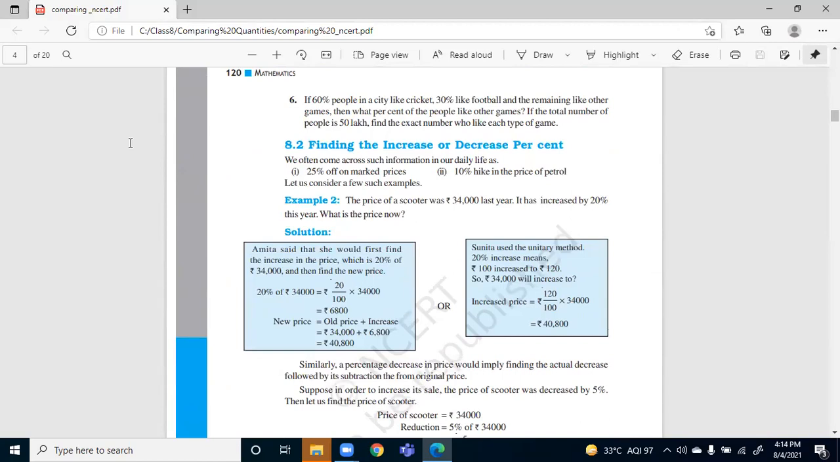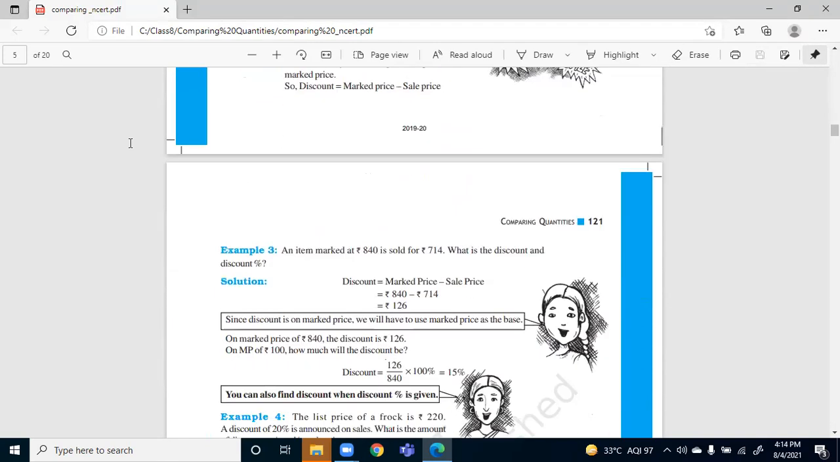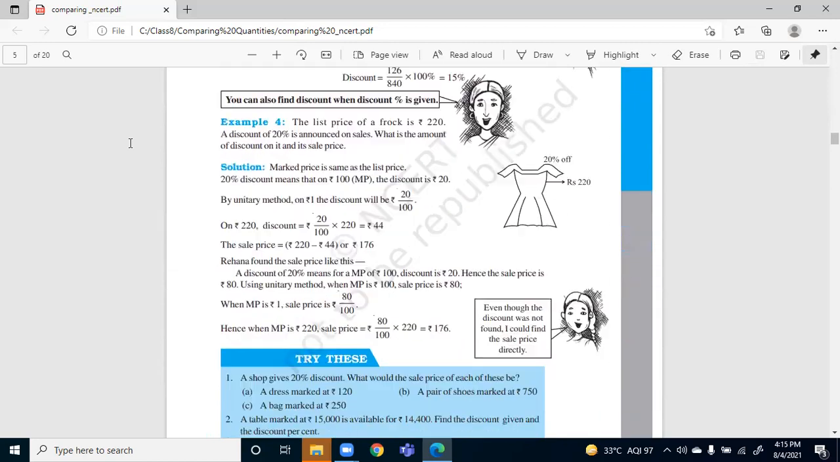Okay, so let's start the new exercise that is called comparing quantity, and that has two parts. One part is ratio and another part is percentage. So if I want to find the increase or decrease percent, how to find it, I will tell you. And how to find discount.